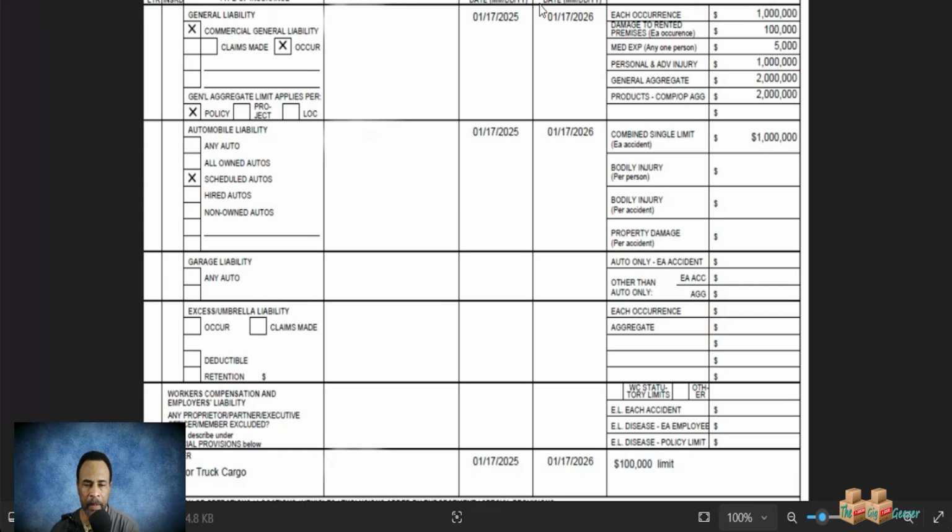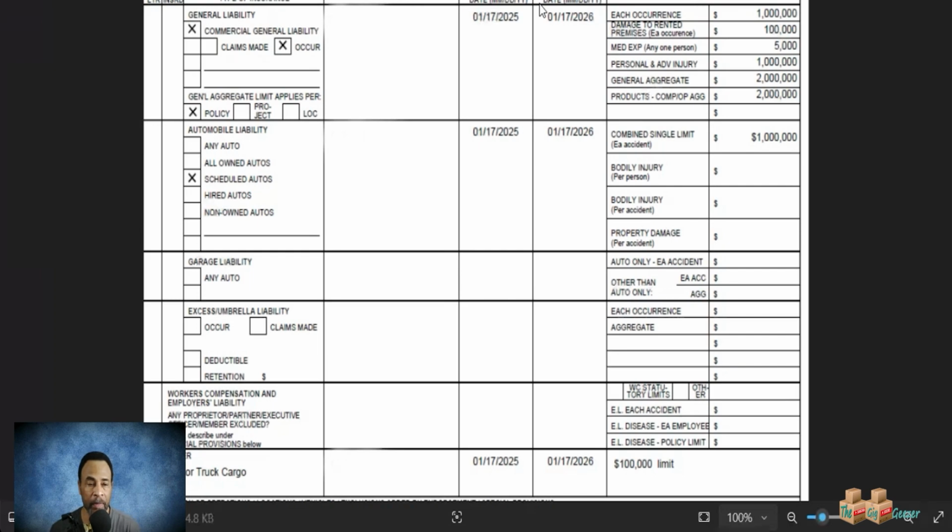Then there's personal and advertising injury. That is if somebody sues you for libel and slander or false advertising. That's where you start saying things about your competitors or other people, and people feel that they've been overly offended by it, and so therefore they're going to sue you. And so that's where that $1 million comes from.